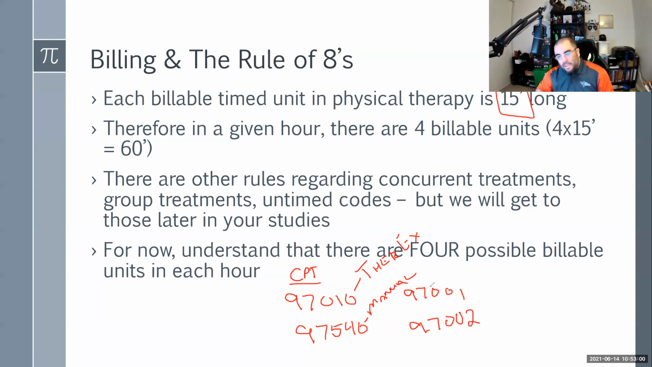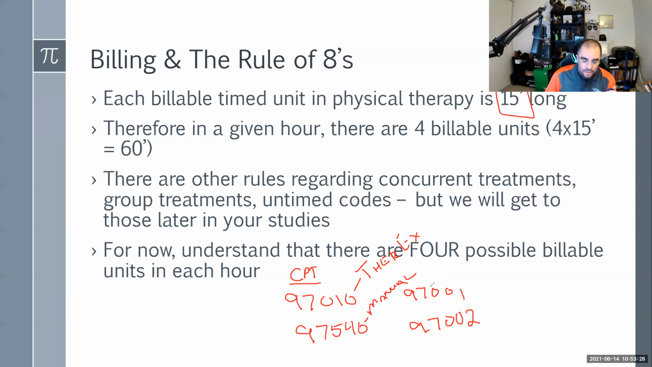So it says that if I'm working with Mark and say we spend 30 minutes together, and I do 20 minutes worth of Therex with Mark and 10 minutes worth of massage, which would be considered manual therapy, I have 30 minutes. That's 2 units. I would bill 1 of each unit, even though that Therex is greater than 15 minutes, I didn't hit 2 units of Therex.